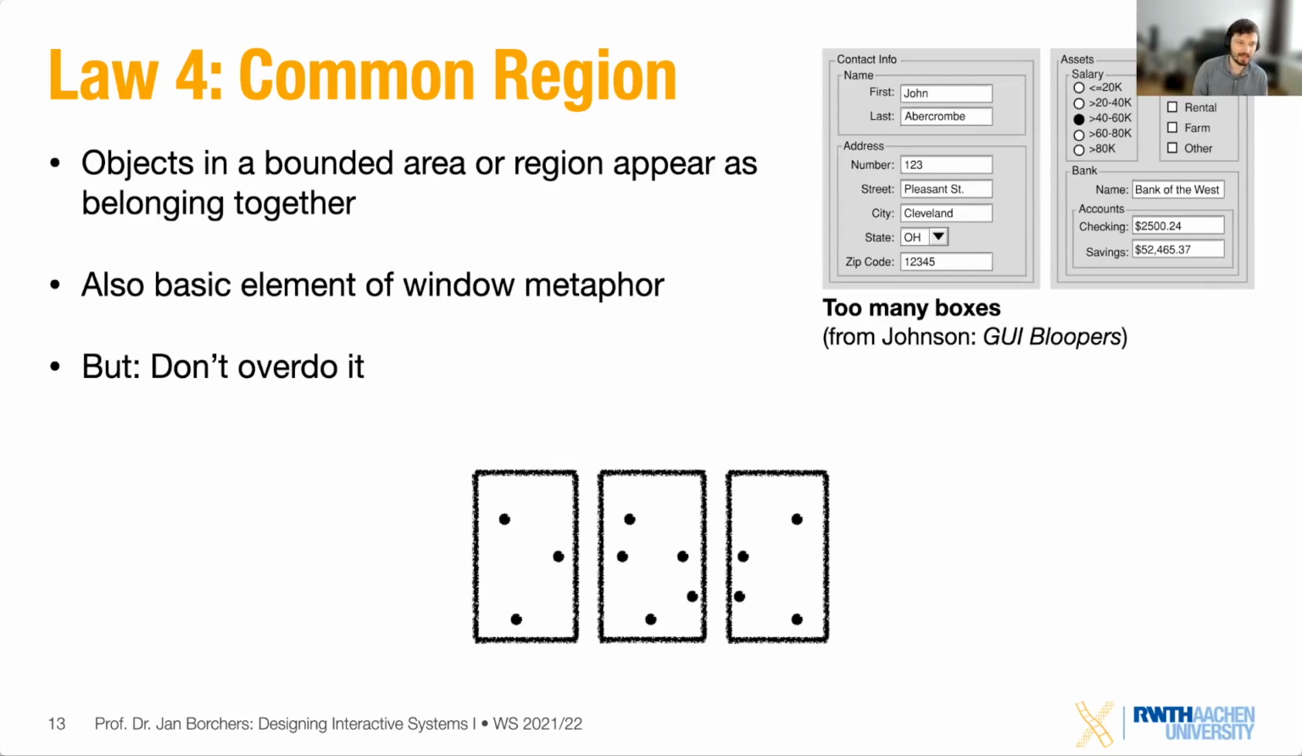Here is, unfortunately, the example that you can also overdo all those Gestalt laws. What you see here is an example from Johnson's GUI Bloopers, definitely a book you can have a look at. Here you definitely see one can overdo using boxes and the Gestalt law of common regions. It's a very visually cluttered interface, and to be fair, if we just remove those boxes, we would still know which text field belongs to which title, because of the Gestalt Law of Proximity.